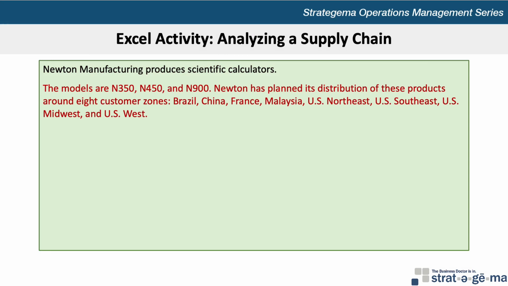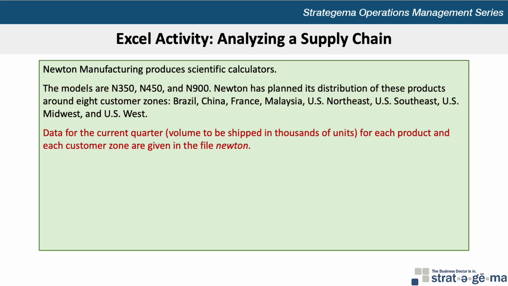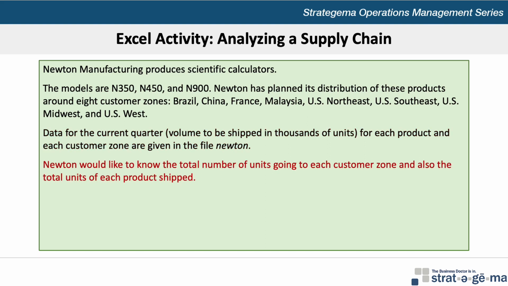Newton has planned its distribution of these products around 8 customer zones: Brazil, China, France, Malaysia, U.S. Northeast, U.S. Southeast, U.S. Midwest, and U.S. West. Data for the current quarter, the volume to be shipped in thousands of units, for each product and each customer zone are given in the data file, and Newton would like to know the number of units going to each customer zone and also the total units of each product shipped.